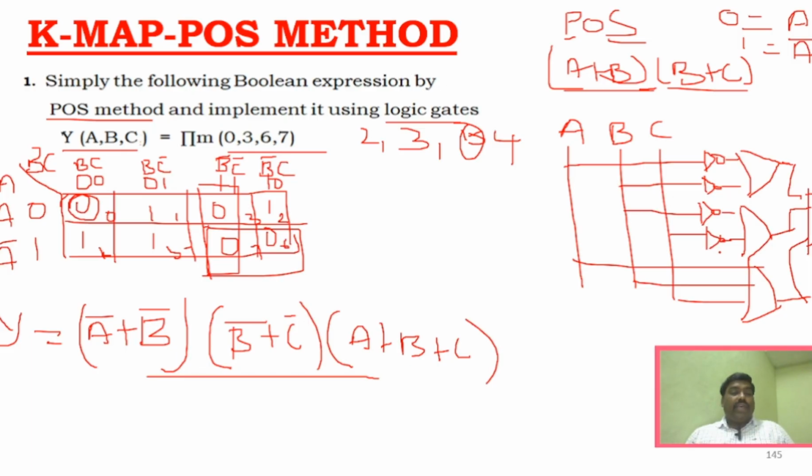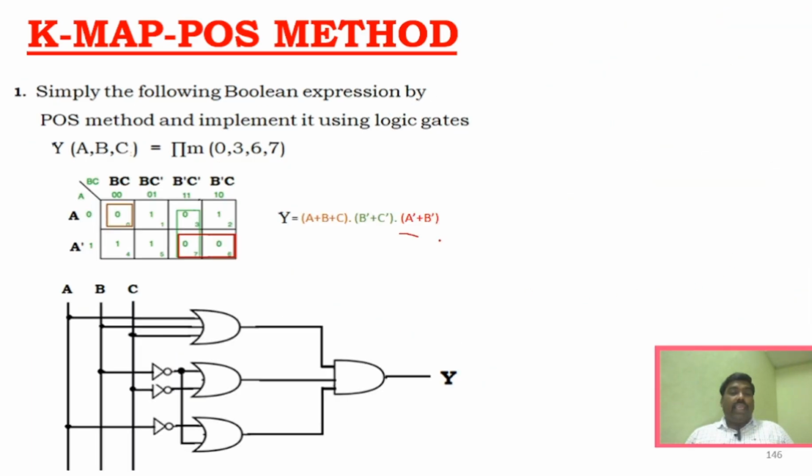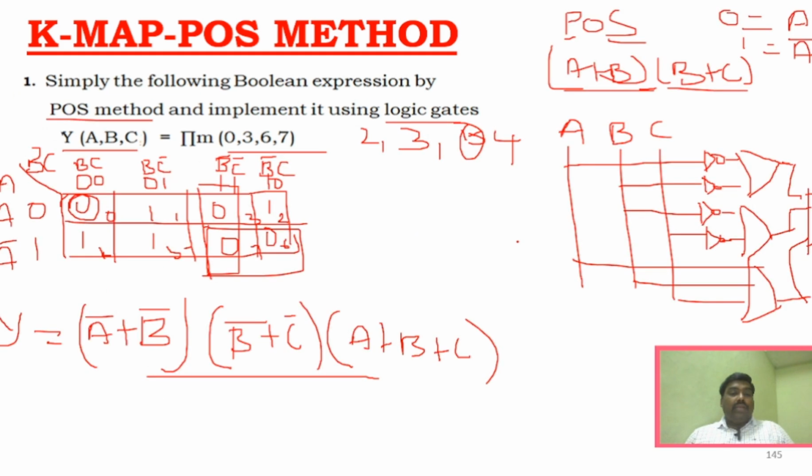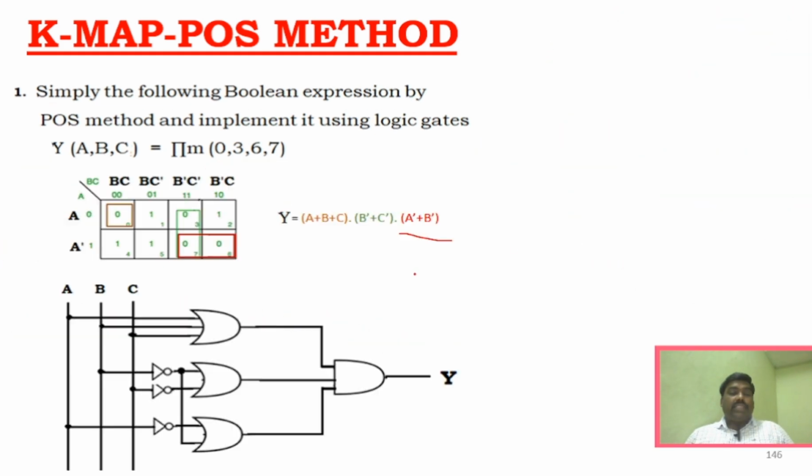So now we see the answer here. You can see here A bar plus B bar. We are getting A bar plus B bar, right? And similarly B bar plus C bar, and then A plus B plus C, correct? And you can see the same logic gates like this, OR gates, and those will be combined using an AND gate, right?